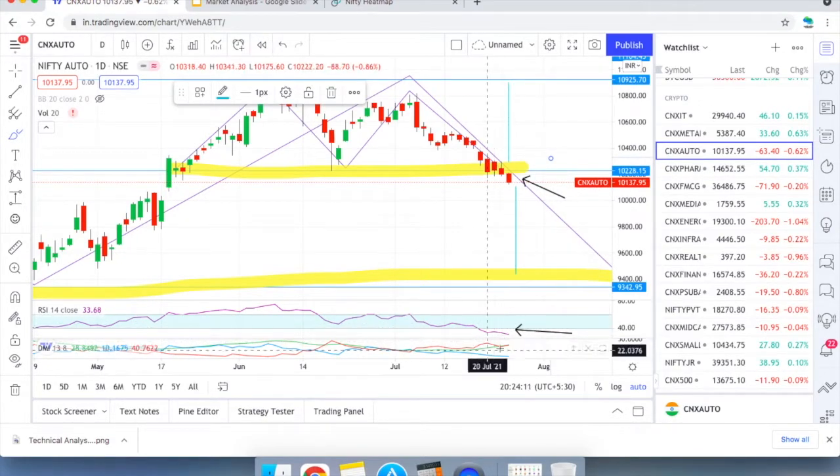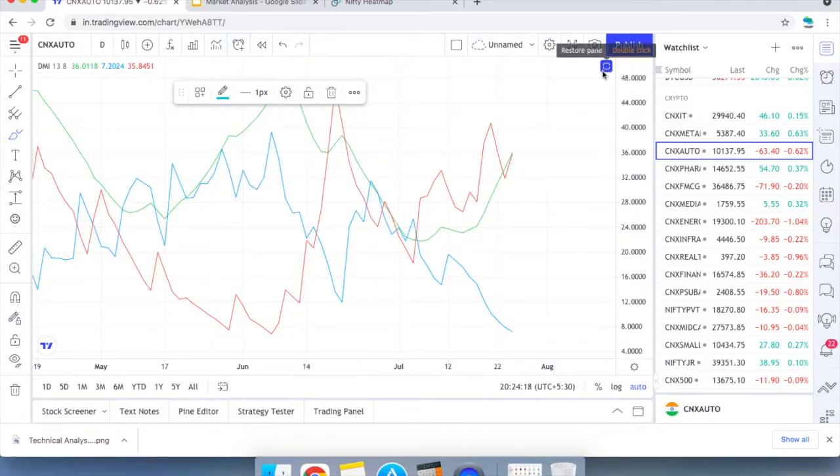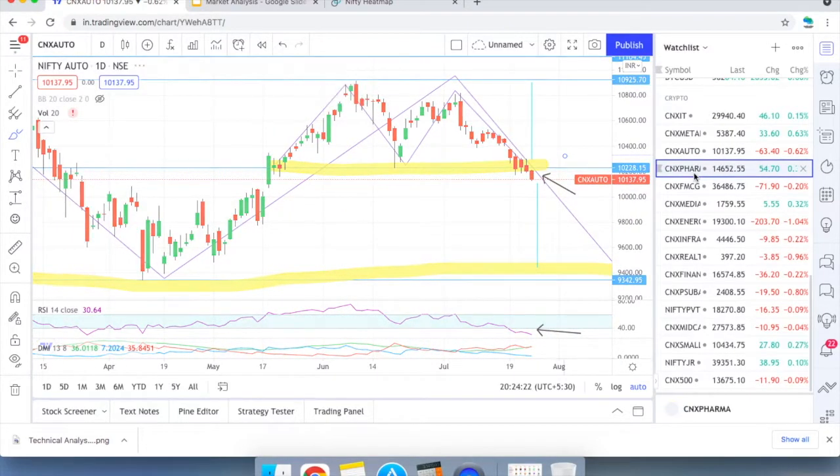The momentum of the auto sector has gone down below the 40, which is again indicating bearishness. Trend is clearly bearish, with a good strength of 37, right? So auto is clearly bearish.